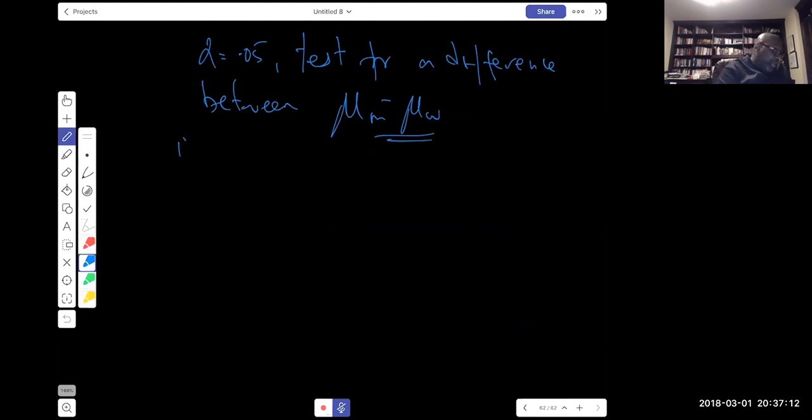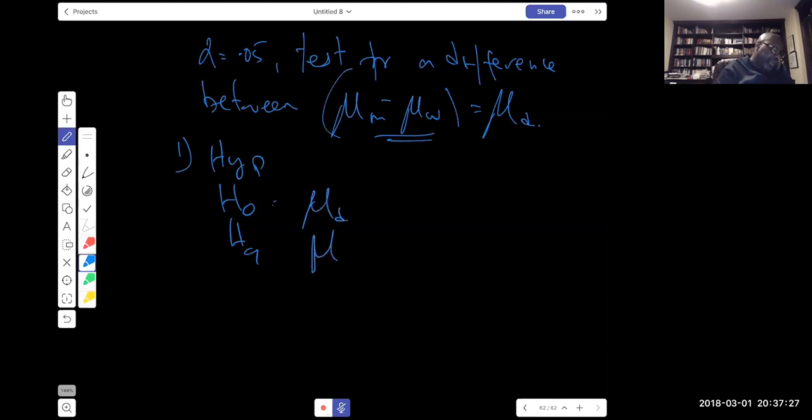So first, the hypotheses, H0, HA. We'll define mu m minus mu w as mu d, the difference. We wanted to test that there's a difference between them. So we'll say mu d is not equal to 0 versus mu d is equal to 0. If mu d is not equal to 0, it means that either math is higher than writing or writing is higher than math. At this point, all we care about is that they're different.